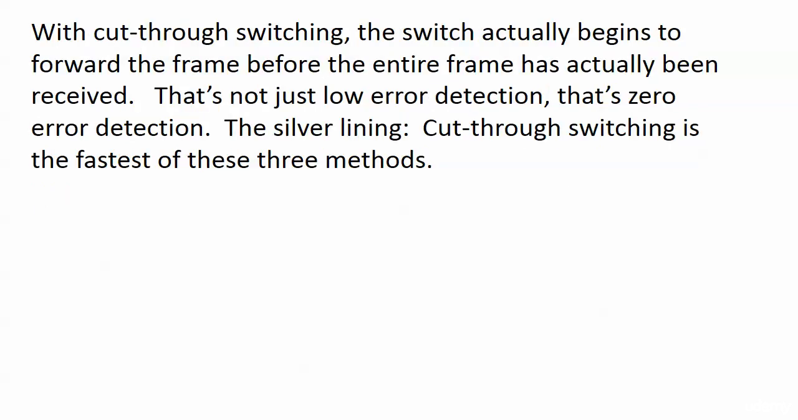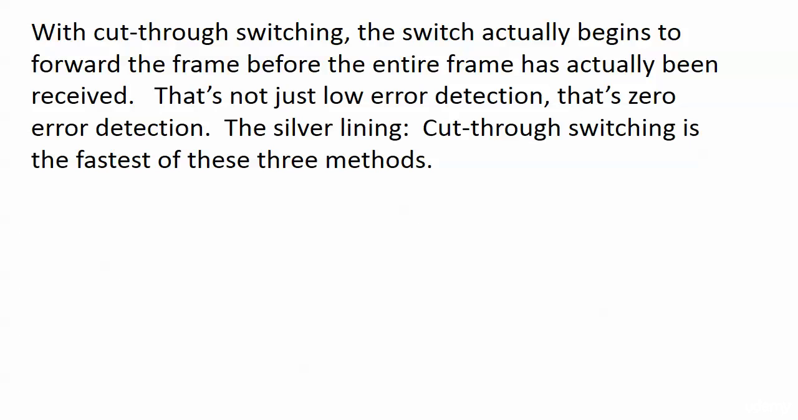Now, we're going to go to the other end of the spectrum here with cut-through switching. Because what happens here is the switch actually begins to forward the frame before the entire frame has even been received. So we're basically saying, here's your hat, what's your hurry? Well, that's not just low error detection, that's zero error detection. There's absolutely no error detection with cut-through switching. The silver lining, if there is one, is that cut-through switching is the fastest of the three methods. But that's a pretty high price to pay for faster speed, just having absolutely no error detection at all.